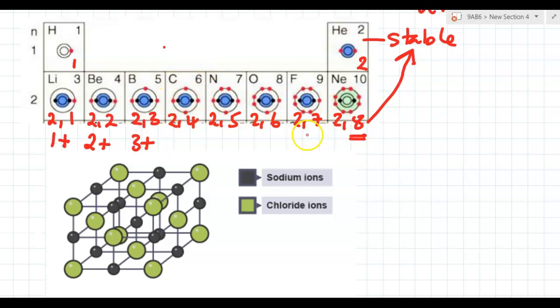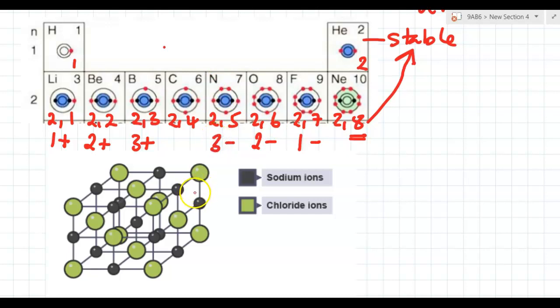And we're going to go to fluorine in group 7. It needs to gain 1 to make 8. Oxygen needs to gain 2 to make 8. And nitrogen needs to gain 3 to make 8.